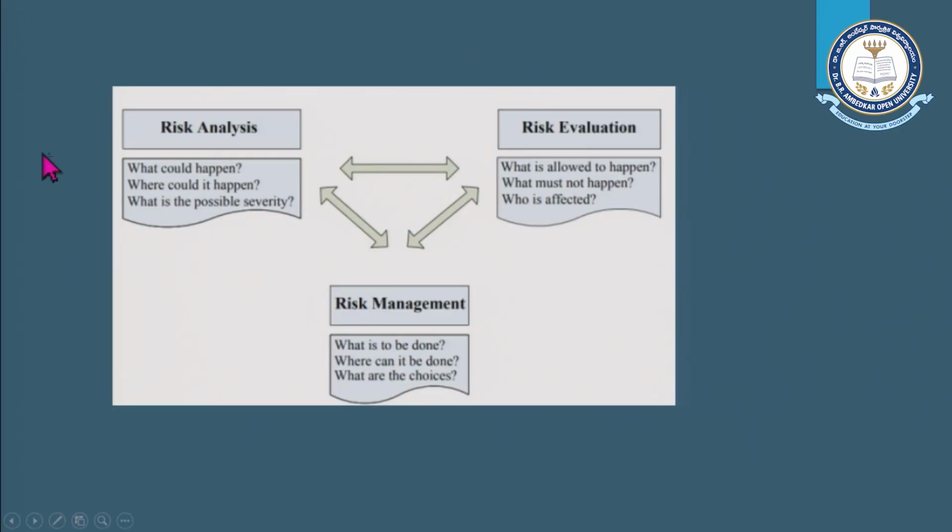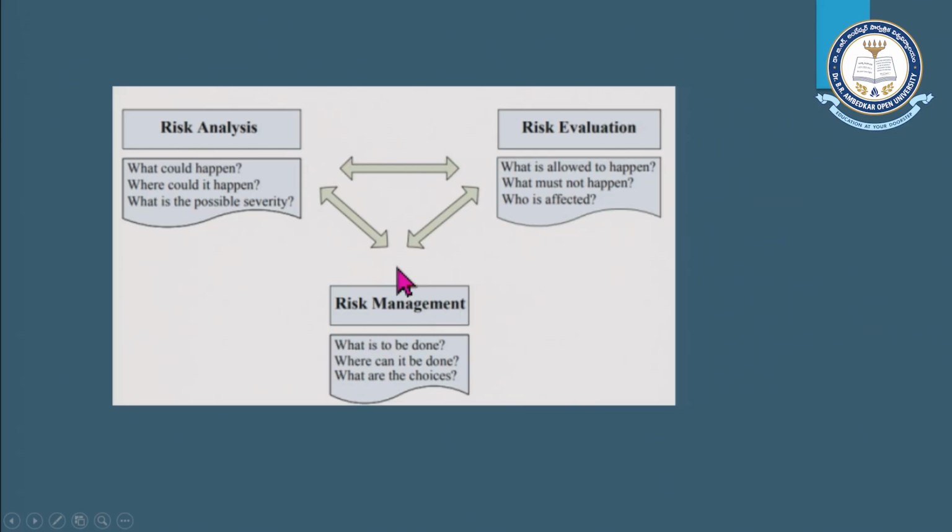Then look at the figure here. Now, look at the figure: risk analysis, risk evaluation and risk management. So, these are interconnected. Now, in risk analysis, what could happen, where could it happen, and what is the possible severity. Look at this figure. This figure shows the risk assessment components. One is risk analysis, risk evaluation and risk management.